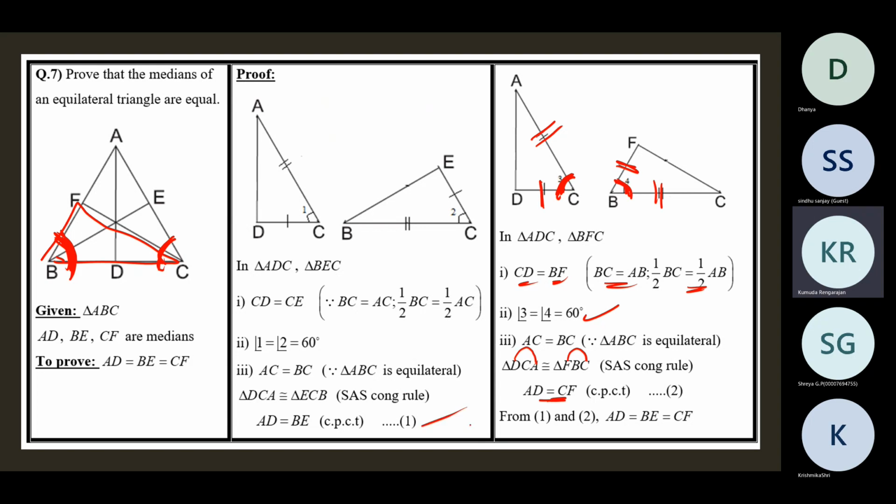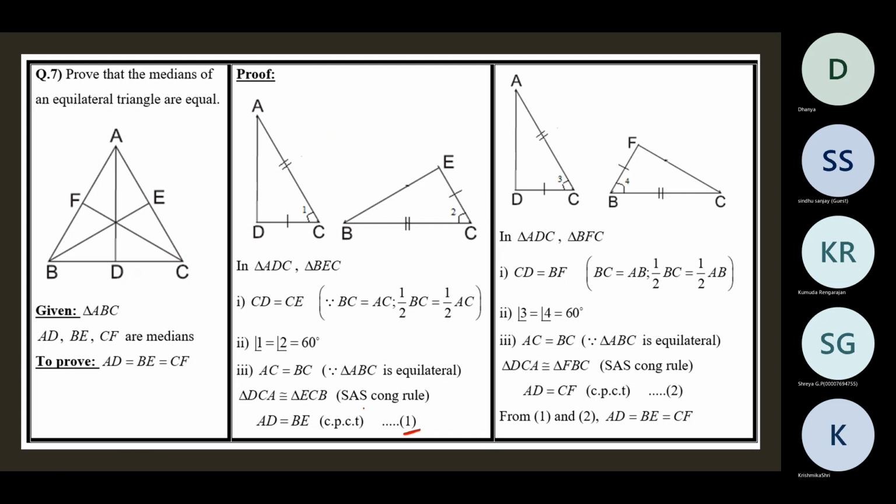So when you compare 1 and 2, we get AD is equal to BE is equal to CF. Is that fine, children?